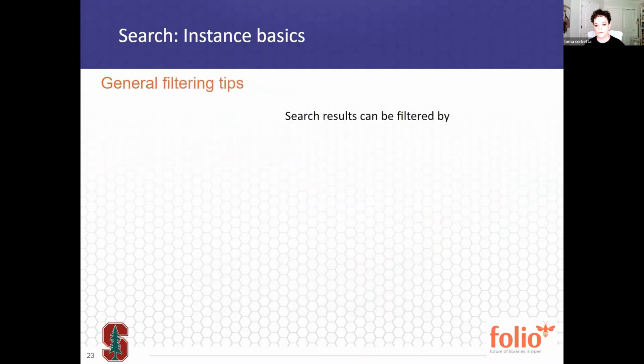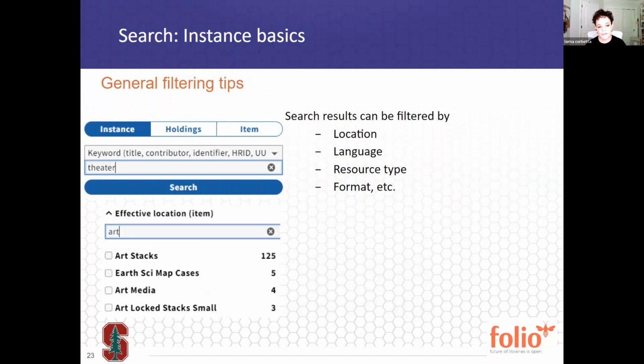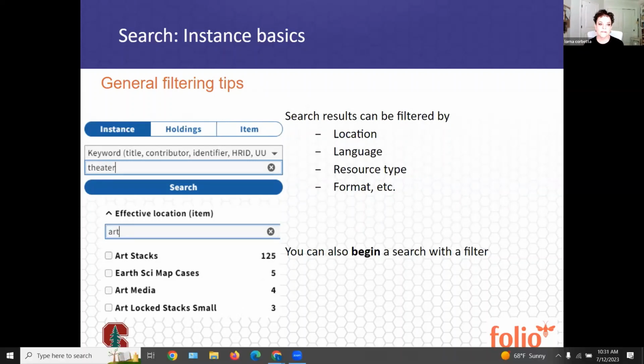Filtering is also cool. You can filter by location, language, resource type, format. So here, let's keyword search for theater, and I want to know how many books are in the art library. I have to type in art because it's not one of the top filters, but I find 125 items. You can also begin a search with the filter. So let's look at that.